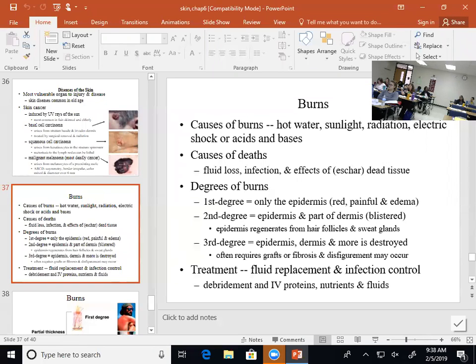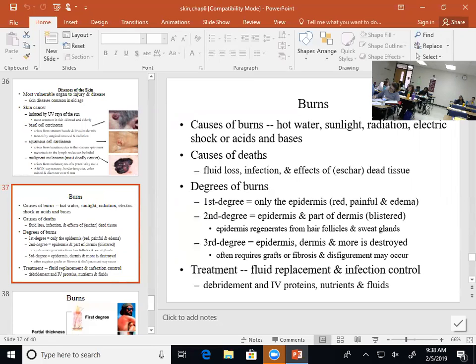Yeah, they have to get a margin all around and underneath, and then sometimes they also try to see about lymph nodes, depending on where it is. Yeah. So it's not like the squamous and basal types.